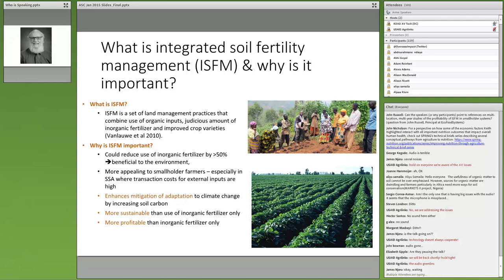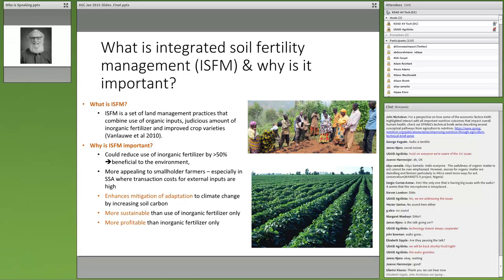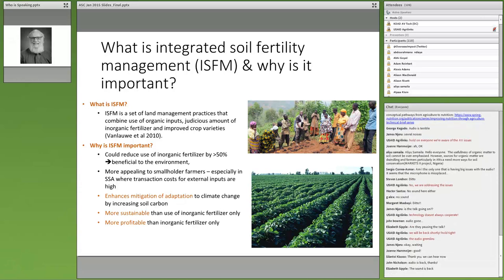Very good. So let me show that we compare the ISFM, where there is a combination of inorganic inputs and organic inputs. And then we looked at the variance of yields over time. The first one was a study in Uganda, and this is a cross-section. We looked at the farmers, the ones who are combining and the ones who are not, the ones who are just using inorganic fertilizer.